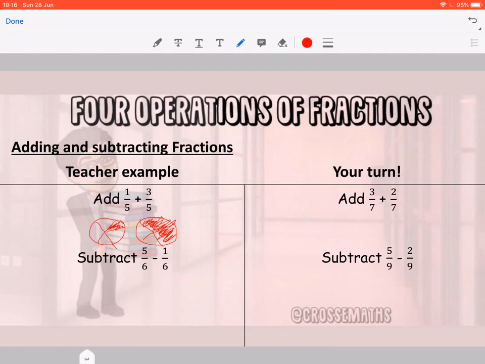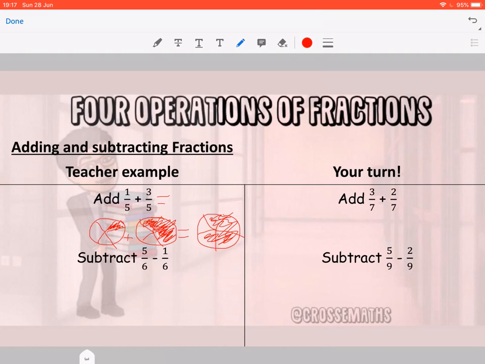If you want to put those in the same box and add them together, you're going to end up with 4 slices of pizza in a box that could contain 5. It's the same thing with adding fractions, okay?